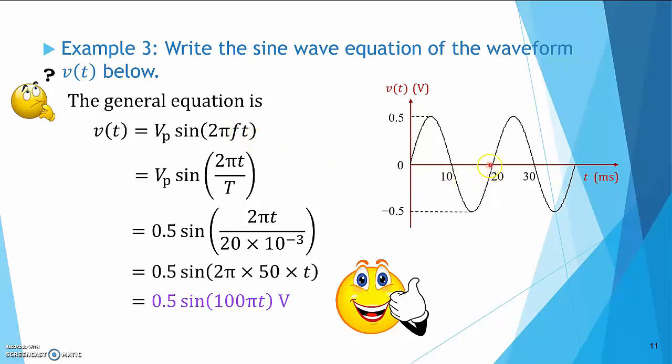Period can be checked from here, 20 milliseconds. Why? Because from 0 to 20 milliseconds, the sine wave completes one cycle, so the period is 20 milliseconds. Substitute in and simplify this expression, we can find the sine wave equation to be V(t) being equal to this expression.